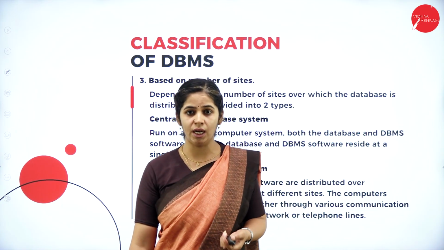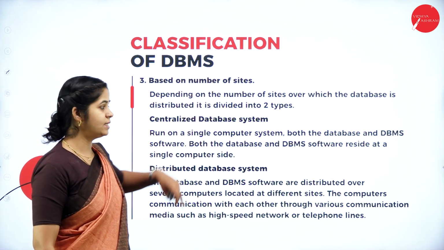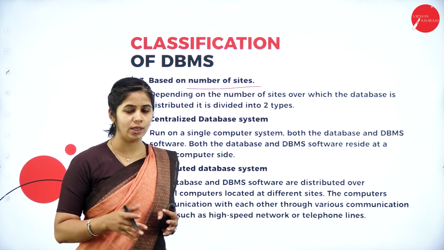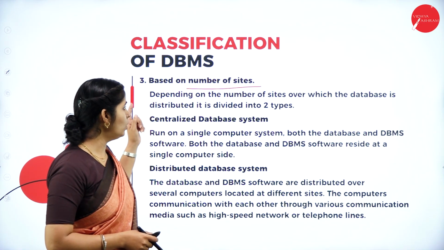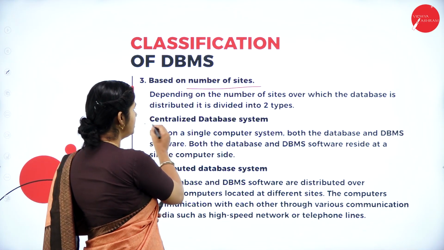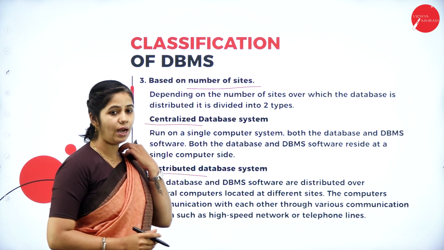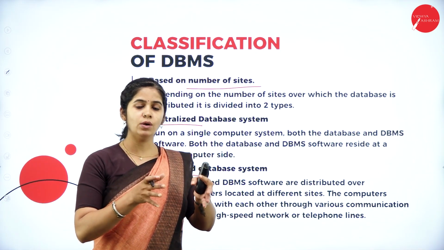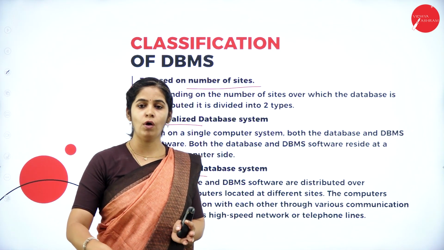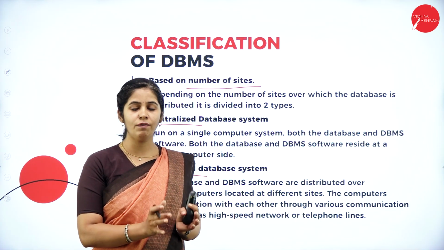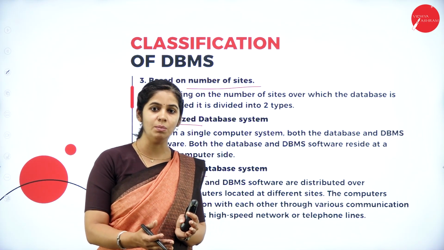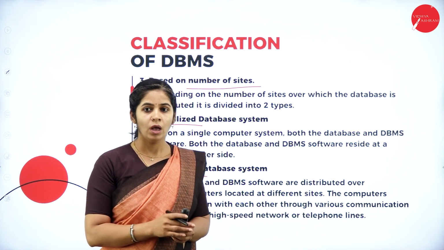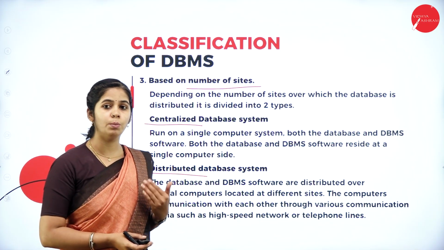And then classification of the database based on number of sites, meaning where all the database has been put. Depending on that, again we have 2 types: centralized database and distributed database. Centralized database means you will have only one database server, and using that one server you give data to many people. The problem in a centralized database management system is that if the centralized server has some problem, all data will be lost.